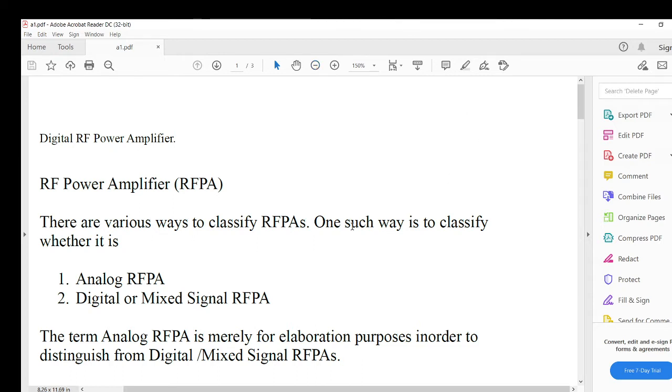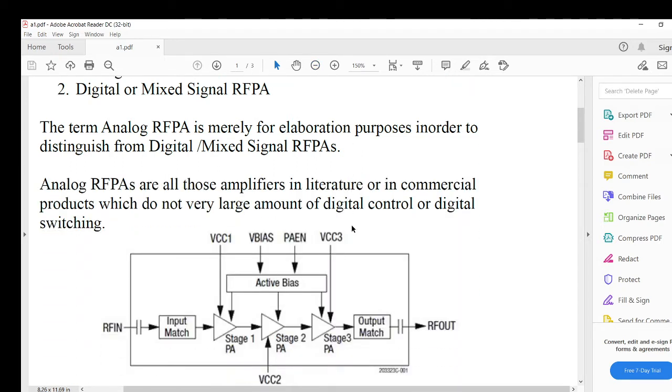So, what is an analog RFPA? Analog RFPAs, or analog RF power amplifiers, are just the normal power amplifiers which we see all around us. Effectively, what it does is it just amplifies the signal from the input to the output, and this is what all the RF power amplifier theory is.